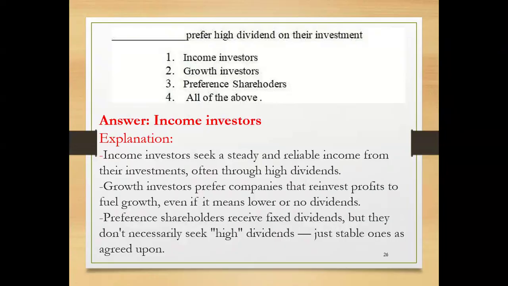Income investors seek steady and reliable income from their investments, often through high dividends. Growth investors always prefer reinvestment, and they are not expecting dividends from the company. Preference shareholders always expect fixed dividends, stable ones as agreed upon.